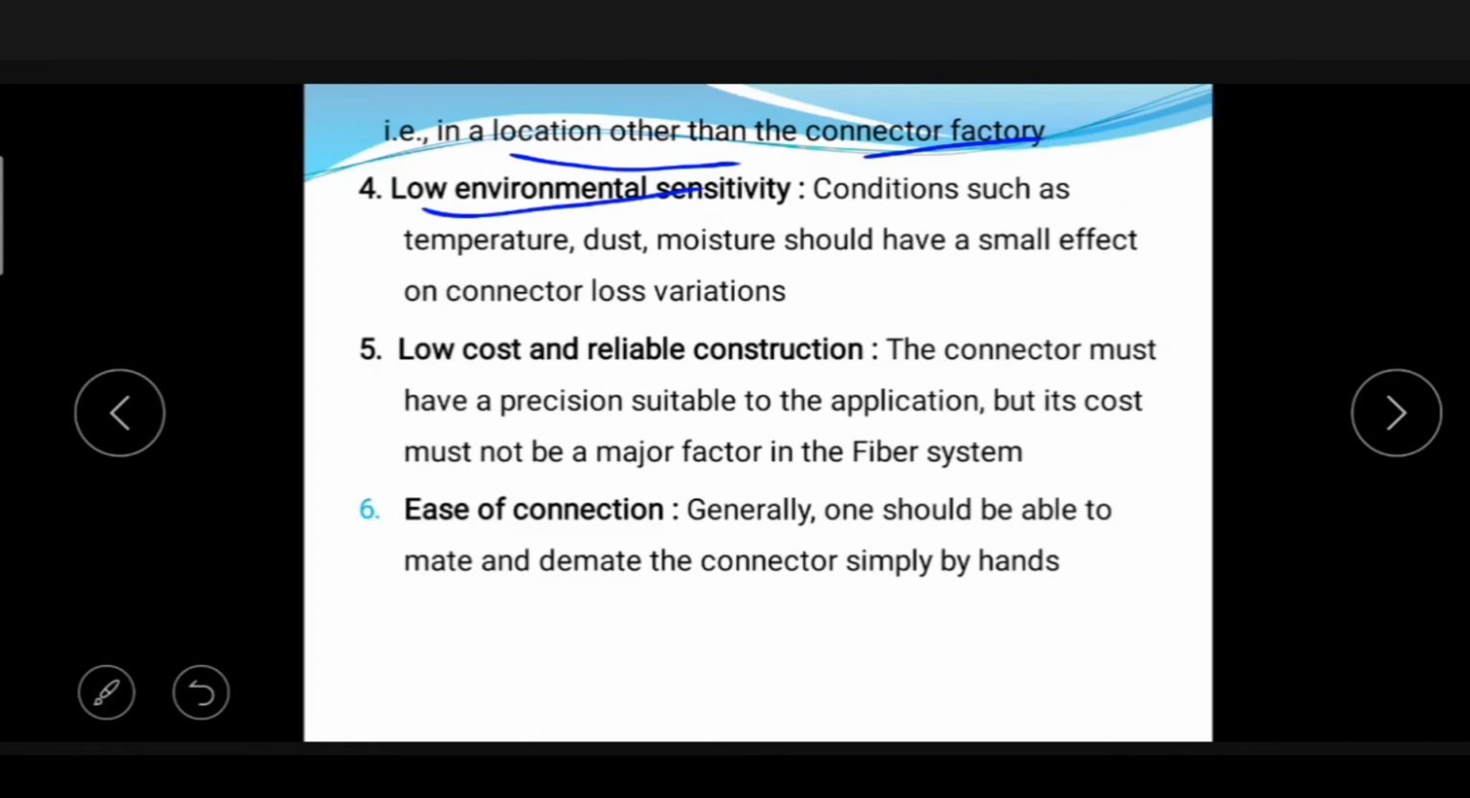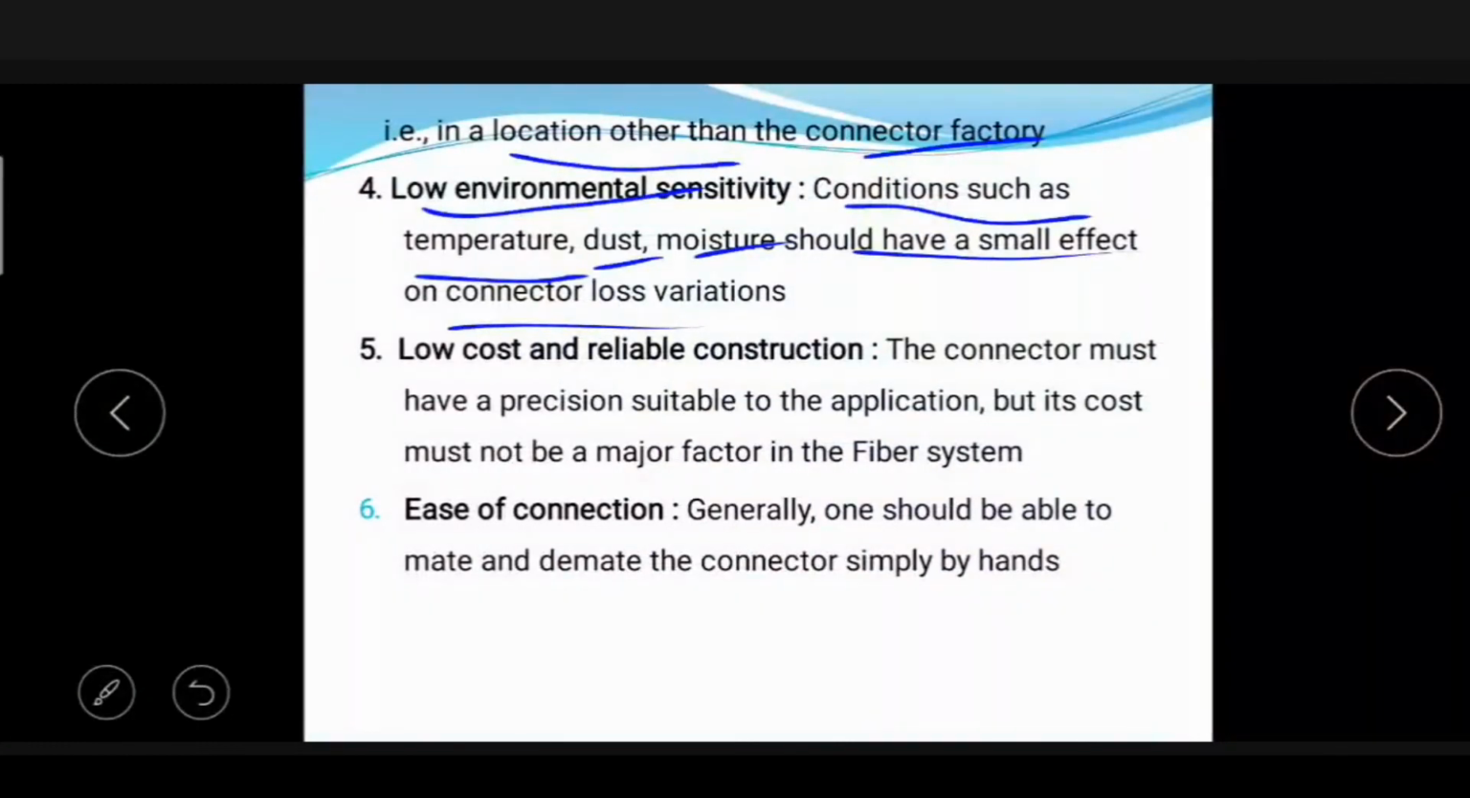So whatever connector is used, conditions such as temperature, dust, moisture should have a small effect on connector loss variations. So if the connector is used in a very high temperature, very low temperature, or an atmosphere that has dust, moisture, etc., the effect should be very less. The loss due to the effect should be very less.